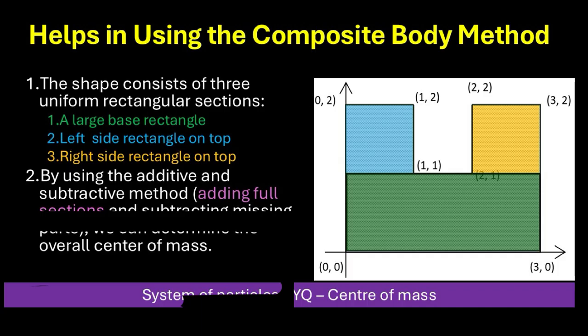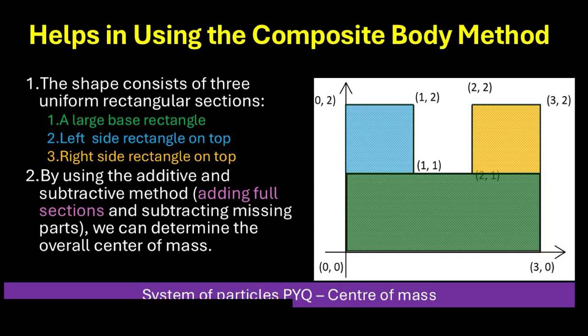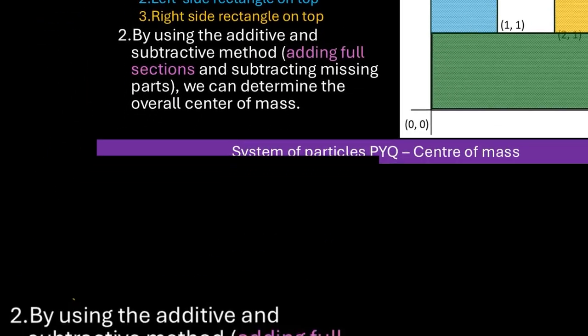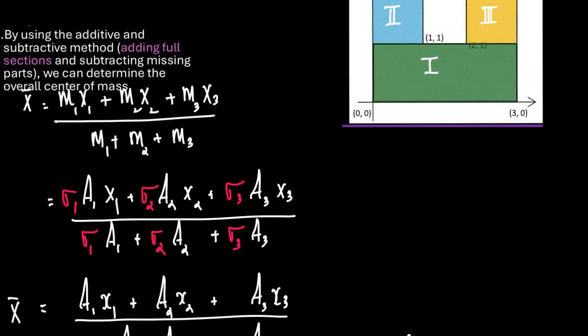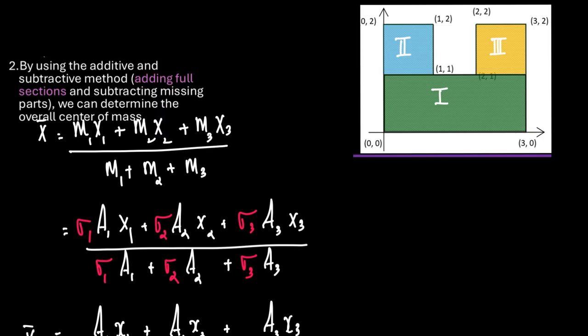By using the additive and subtractive method, which means adding or subtracting these sections, we can determine the overall center of mass. How? Let's try to understand that aspect as well. We have x bar is equal to m1 x1 plus m2 x2 plus m3 x3 the whole upon m1 plus m2 plus m3. So this is what we have as the given figure. We can write this as m1 as sigma 1 a1, m2 as sigma 2 a2 and m3 as sigma 3 a3.